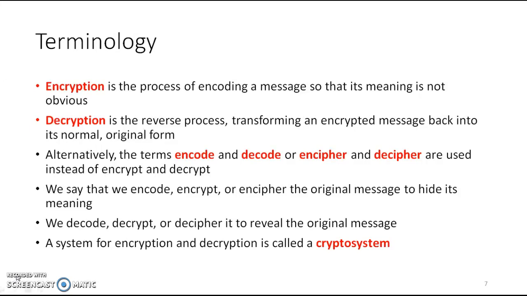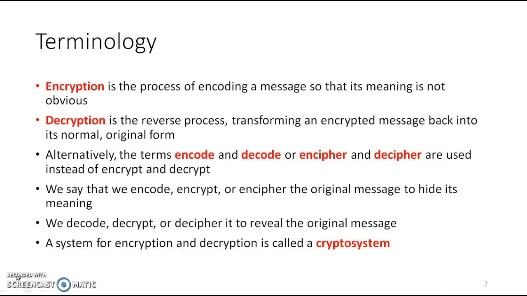Encoding and decoding is most usually used in telecom communication, for encoding the different bits, but you can use it for encryption and decryption as well. Encipher and decipher are very common in information security paradigms. We say that we encode, encrypt, and encipher the original message to hide its meaning so that other people cannot understand it. The confidentiality, integrity remains constant. We decode, decrypt or decipher it to reveal the original message.